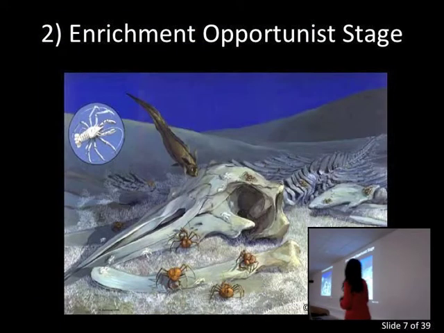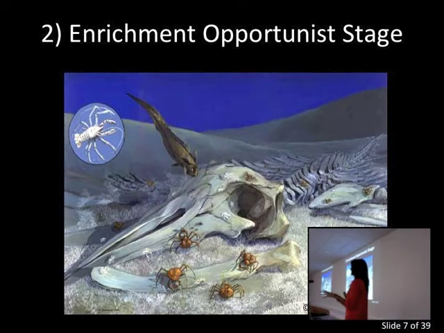He's really happy. So the next stage is known as the enrichment opportunist stage, and this is when most of the flesh of the animal has been removed, and the sediments surrounding the carcass tend to become enriched with organic matter. And this organic matter can come from feces from animals that may have been feeding in the previous stage, also animals that may have died or been predated upon when they were feeding on the flesh, or even leftover bits of whale tissue, small pieces that have gone into the sediment.